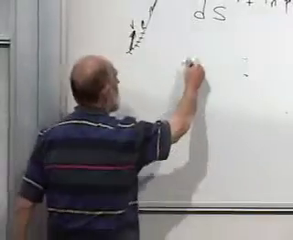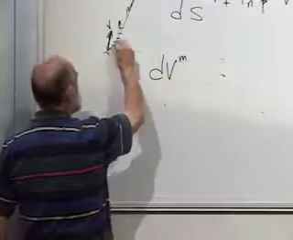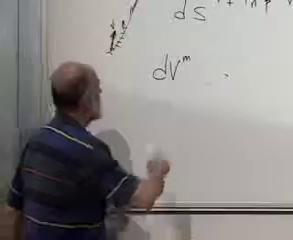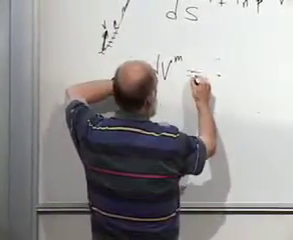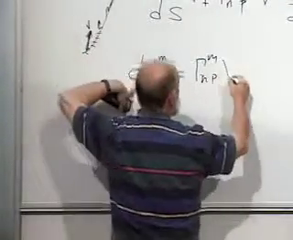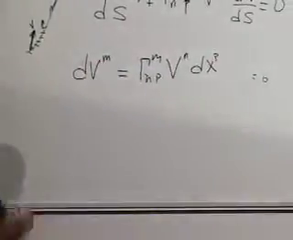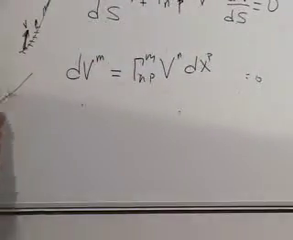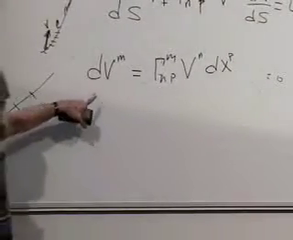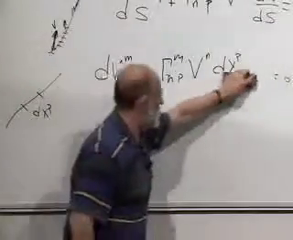Let's just write this. The small change in V^m, as we move from one point to another, let's get rid of the ds, just multiply through on both sides. The small change in V^m is minus gamma^m_np V^n dx^p. So if I have a small incremental distance dx^p here, oh, sorry, this should be a minus sign, right? Not equal to 0.